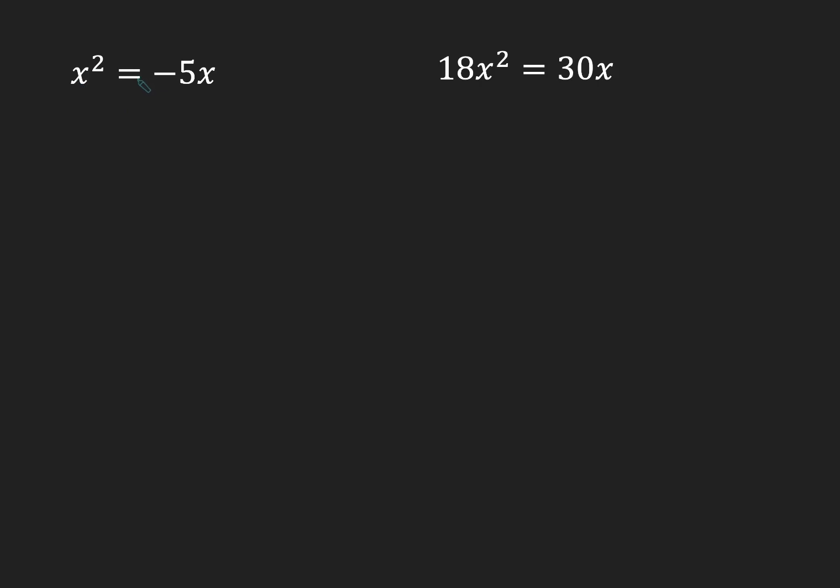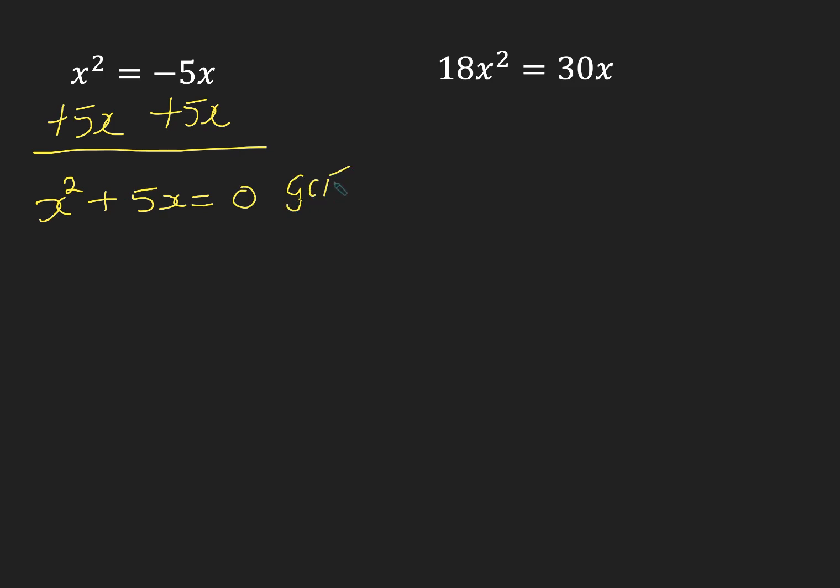Now I have x squared equals to negative 5x. And again, we're trying to solve. So remember, we must set it to 0. So I'm going to add 5x to both sides. This will be x squared plus 5x equals to 0. Now here, notice I only have two terms, and notice both terms have variables. So you're going to perform a GCF factoring.